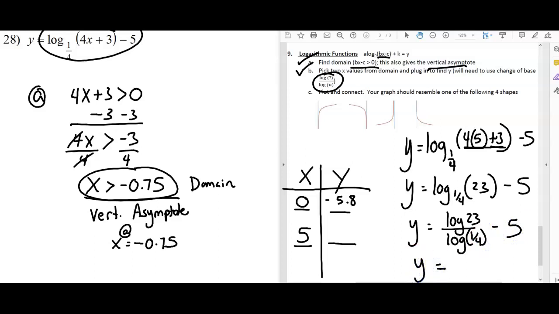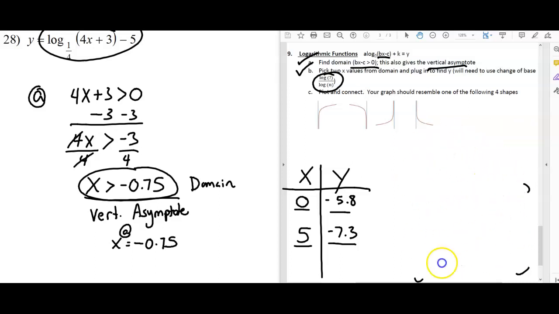And let's see what my calculator gives me for that. Negative 2.261 minus 5 gives me negative 7.3 if I round to the nearest tenths. So there's that. So now we're ready to plot and connect.